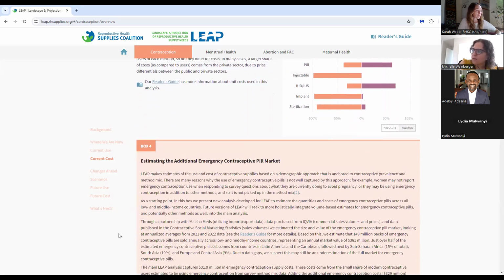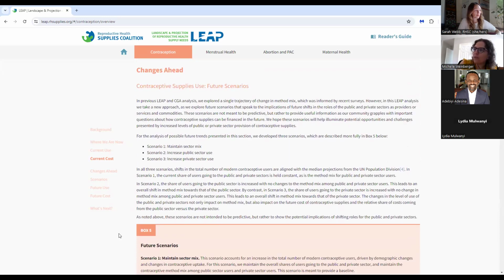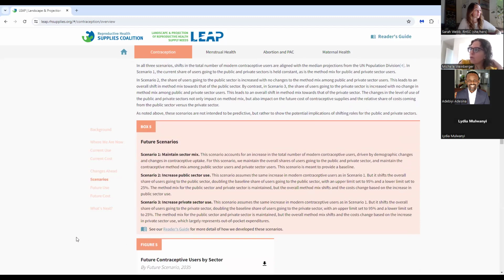And then we get to our future scenarios. For contraception, we've modeled three different future scenarios. The first is that we maintain the sector mix, so basically nothing changes. The role of the public and private sectors remains as it is at our baseline. In scenario 2, we explore an increase in the role of the public sector. We modeled this as a doubling of the share of users going to the public sector, with a few parameters around that to keep things within a range. And then our third scenario, we modeled the doubling of the share of users going to the private sector.